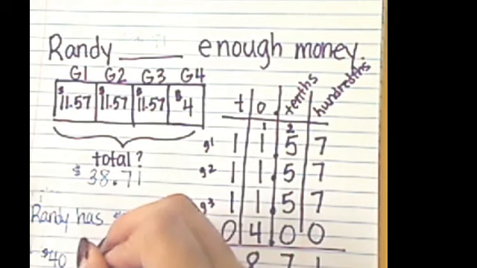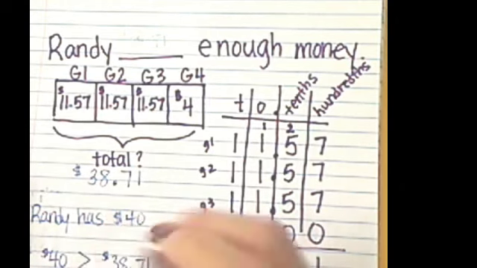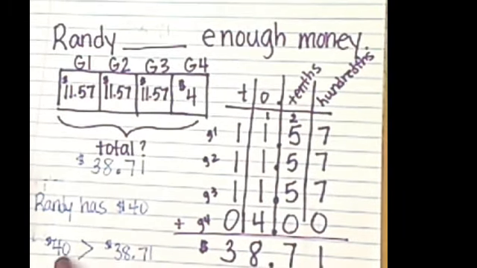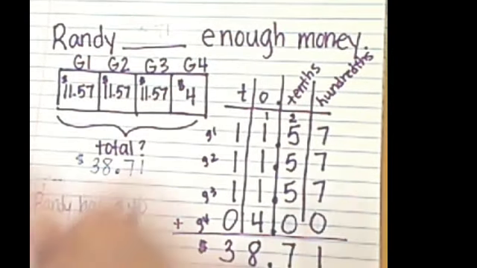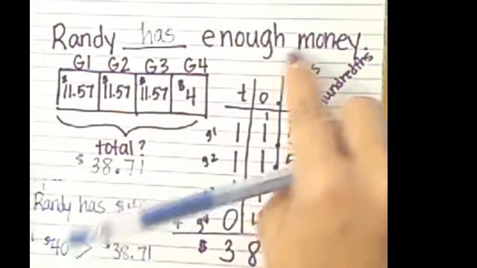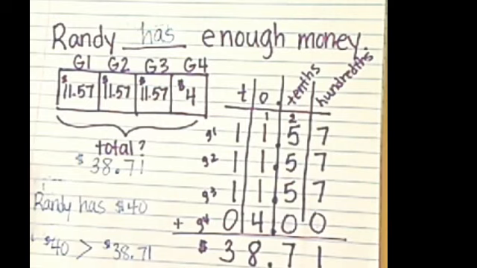Okay, Randy has more money than what his games cost. It's good, Mia, I see you. Since he has more money than what the games cost, then Randy does have enough money. So Randy has enough money. Okay?